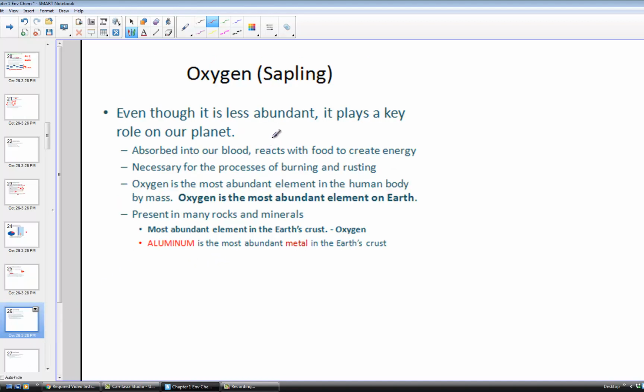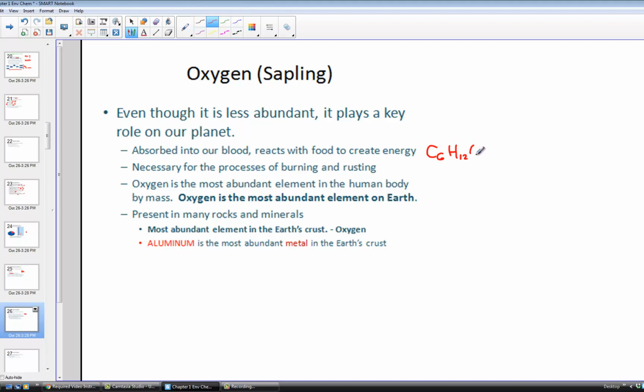Even though oxygen is less abundant, it does play a key role in our planet, obviously, to sustain life. It's absorbed into our blood. It reacts with food to create energy. Remember this reaction from your biology days?